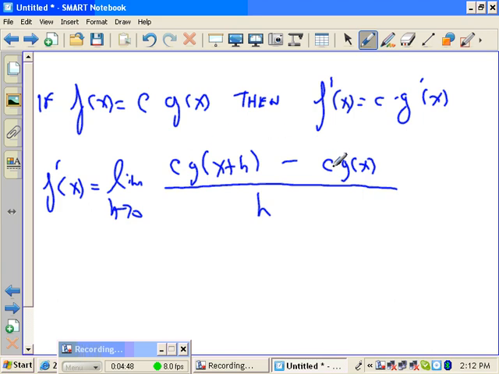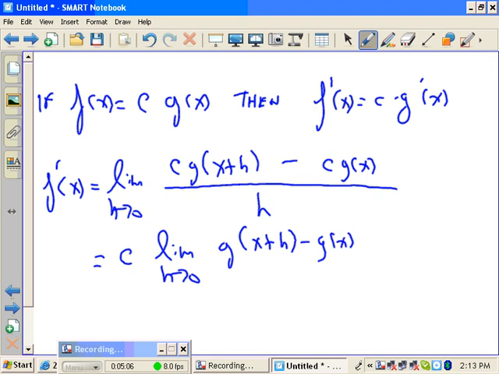Now notice what you got here. You got a c here and you got a c here. What can you do with it? What's your favorite f word? Factor. Right, that's your favorite f word. So take out c, and what's left? That c is independent of h, so I'm just going to take it all the way out. And what's left is this. What does that look like? That's the derivative of g, right?